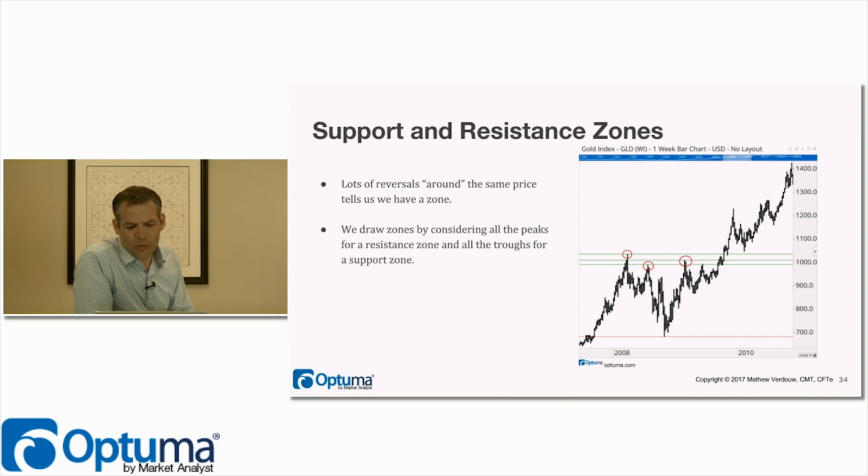All right, a couple of ways of calculating and identifying support and resistance zones. In this case, we've got these three peaks that we've identified. There's not really one clear price, so what we end up doing is creating a zone. Particularly, I'd prefer to see more than three, but this was just a great example.